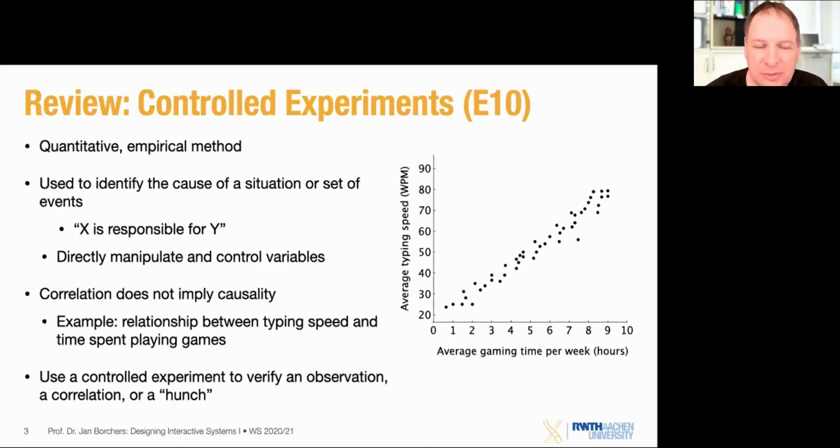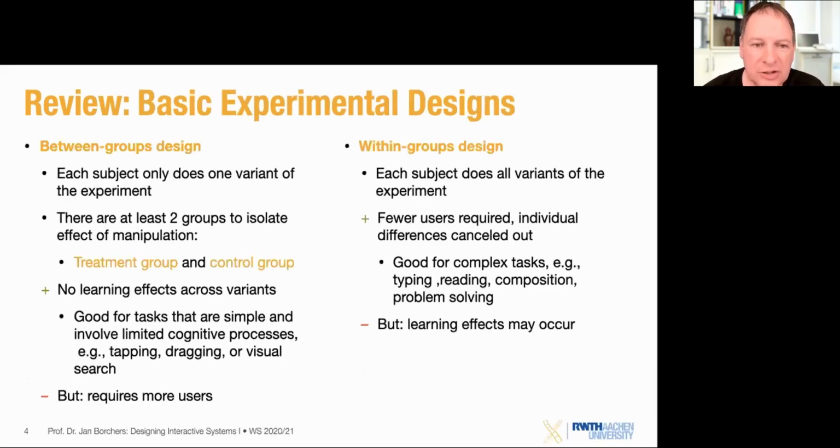And we do a controlled experiment to verify something that we've observed, where we think we see a correlation, so we want to figure that out. Now, what we also briefly talked about were the basic experimental designs, and that's where we kind of left off last time. Just as a reminder, we got the between groups design where one half of the user base does the one condition and the other half does the other condition, and nobody does both. Or if you have more than two conditions, which is easily possible, then you split up your user base in that many groups so that every group only does one condition of the experiment.